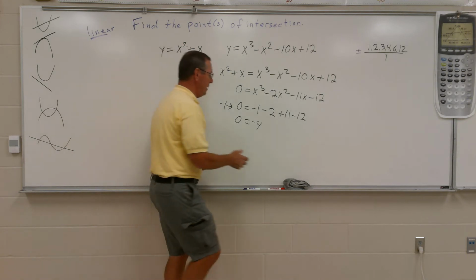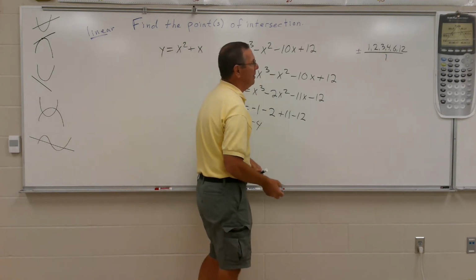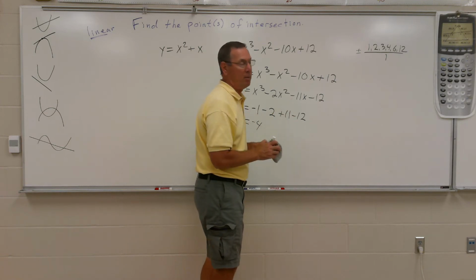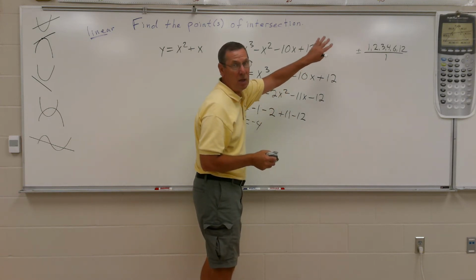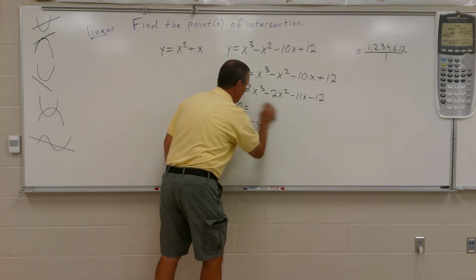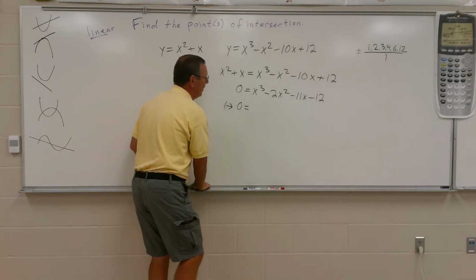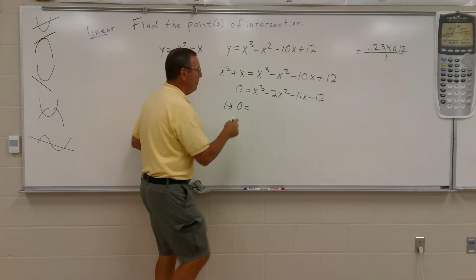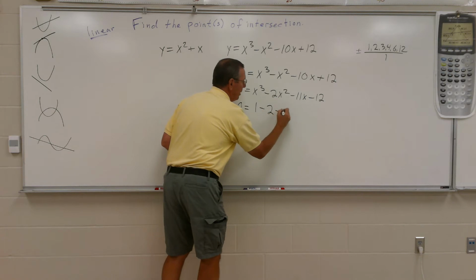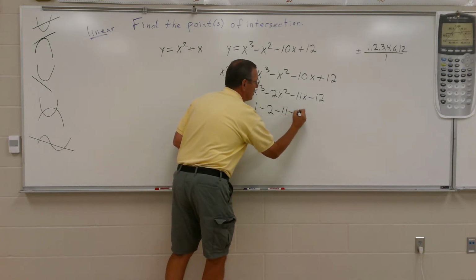Let's try another guess. I'm going to guess a -6. No, I'm just kidding. I like sticking with small numbers. I highly recommend starting with small numbers first. I'm going to try a +1. If I try the +1, I'm putting it in for each of those x's. I'll get 1, -2, -11, and -12.